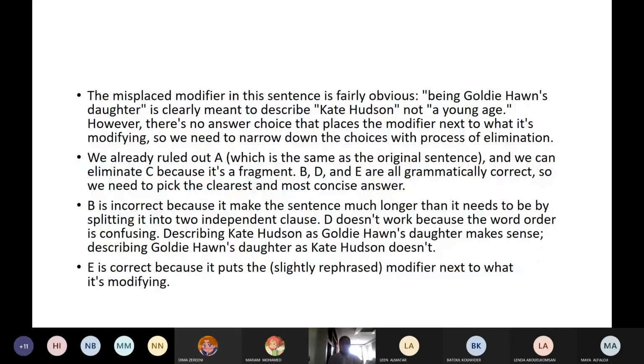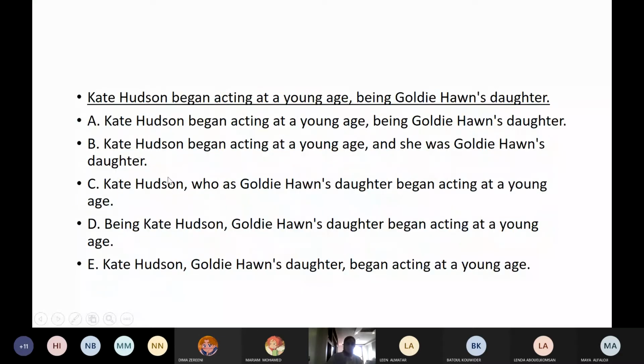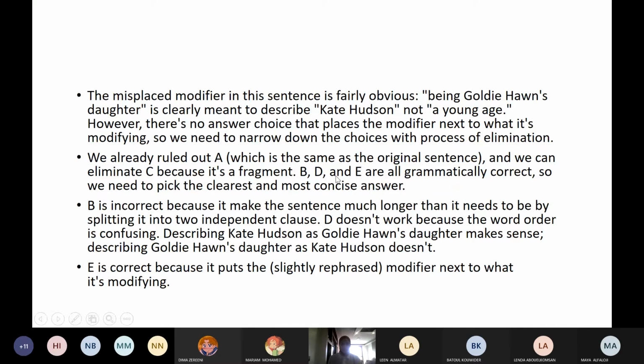Okay, so we said that A, which is the same as the original sentence, is wrong. We can eliminate C because it's a fragment. Kate Hudson, who as Goldie Hawn's daughter began acting at a young age, cannot be right. So B, D, and E are all grammatically correct. So we need to pick the clearest and most concise answer.